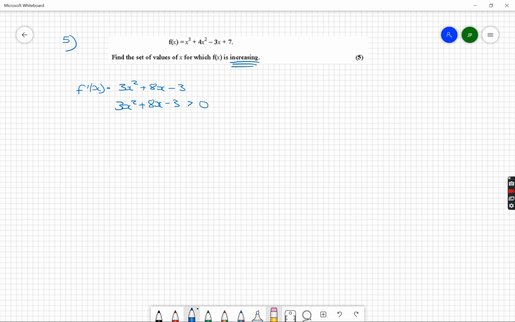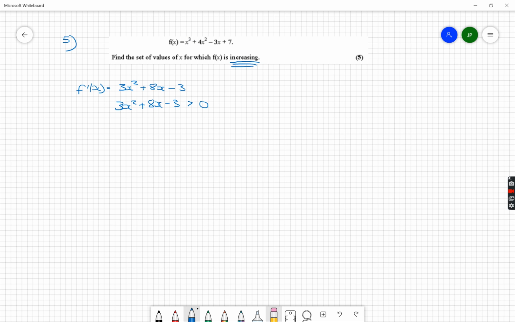Okay, that I've got to solve. How you do it is up to you. Remember, the first thing we've got to do is find critical values, using a quadratic formula. That's fine, but you've got to show how you've done it. Do not lose silly marks.